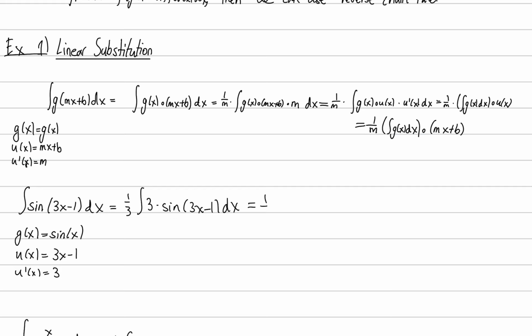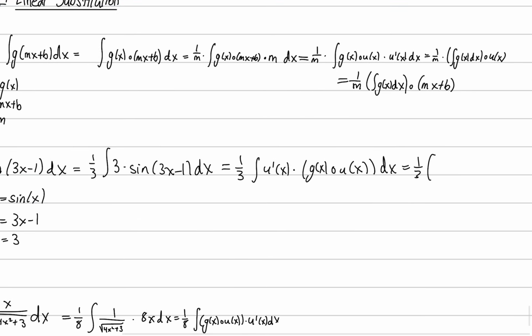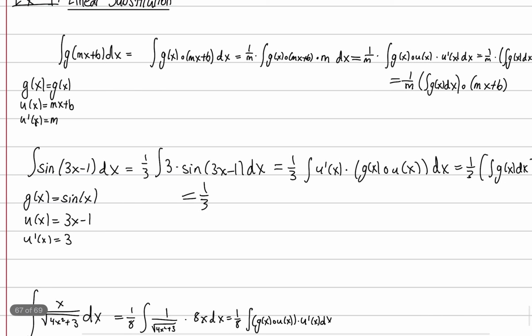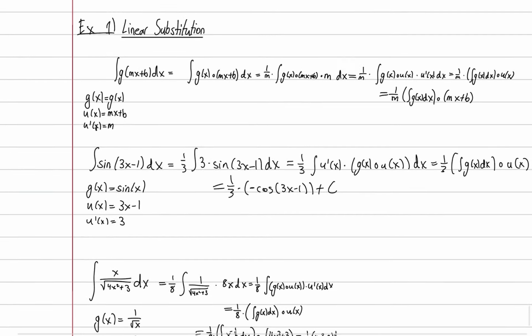So we're going to now write that 3 is u prime of x. We're going to write sine of x is our g of x, composed with 3x minus 1, our u of x. And now it should be obvious we can use reverse chain rule to get the antiderivative of g of x dx, right? Composed with u of x, which is just equal to 1 over 3 times, what is the antiderivative of sine of x? It's negative cosine of x, composed with u of x, 3x minus 1. And of course, never forget to add the c once you integrate.